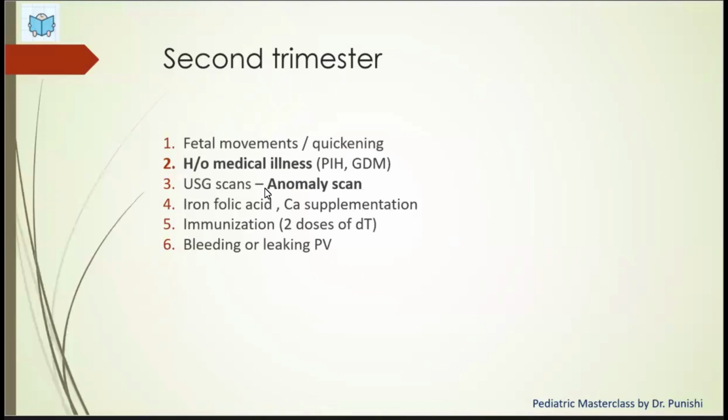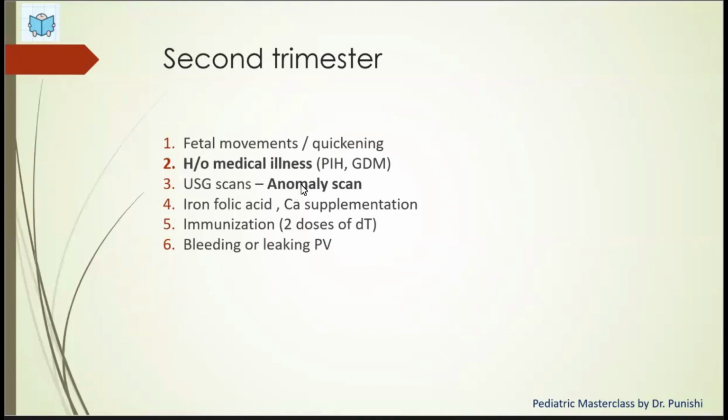Ultrasound scans, most importantly the anomaly scan, are done in the second trimester, somewhere between 16 to 18 weeks of gestation. So ask whether the anomaly scan was normal, because certain developmental anomalies of the brain, like holoprosencephaly and lissencephaly, can be picked up on the anomaly scan. You will ask the mother whether the anomaly scan was done. If yes, was she told that there is some abnormality on the scan or that it's normal?